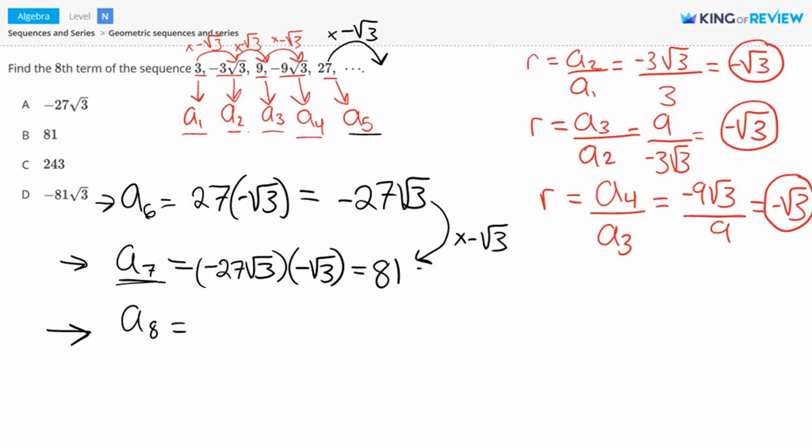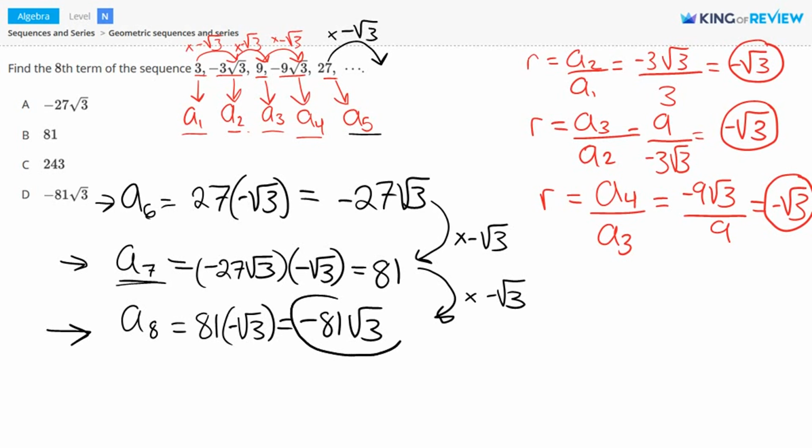And now to go from 81 to the 8th term, you'll multiply by the common ratio, which is negative square root 3. So we have 81 times negative square root 3, and this gives us negative 81 square root 3. And this is our 8th term. So letter D is correct.